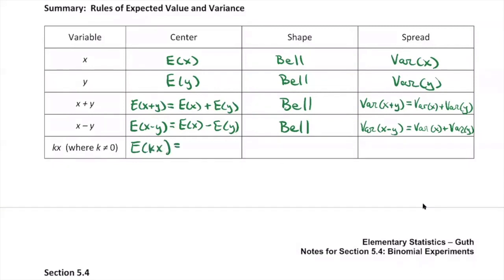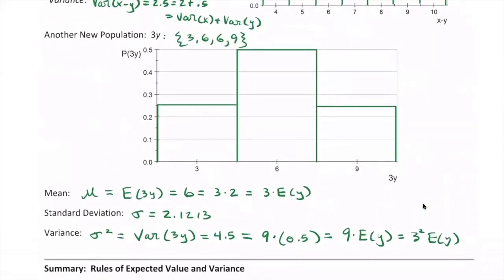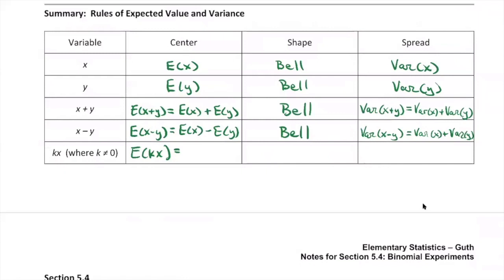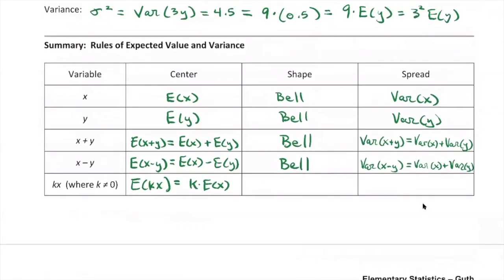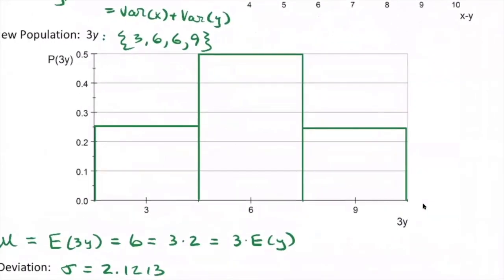Then kx, well, the mean will be the expected value of kx. Now, we did do something like that just above. When we had the expected value of 3y, that was 3 times the expected value of y. So the 3 comes out algebraically, and that's what happens here. The expected value of kx is k times the expected value of x. The shape is still high in the middle, low on the ends, so we call that a bell shape.